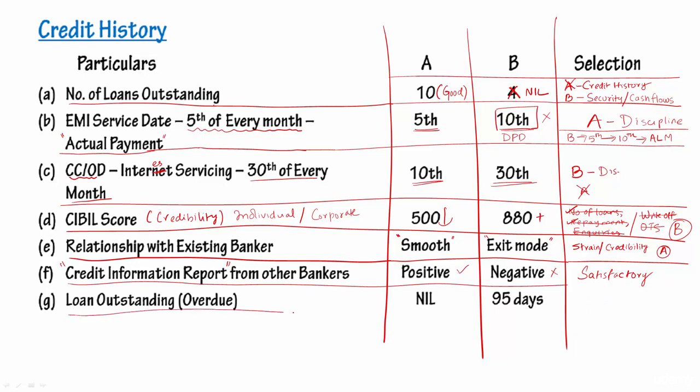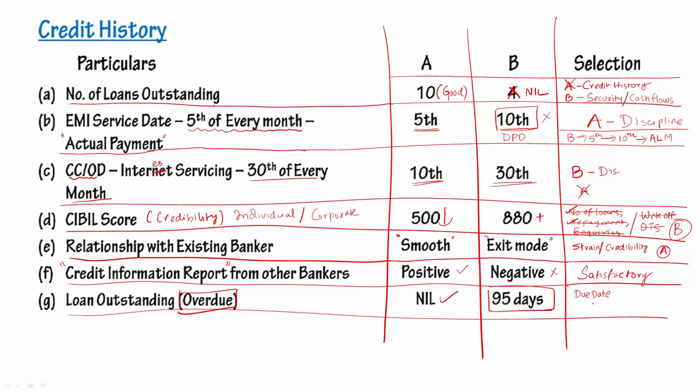And let us also look at the loans outstanding position. Mr. A has got a loan, but he has no overdue. There is nothing overdue, whereas Mr. B has a loan and that has an overdue of 95 days. What do I mean by overdue? That is payment not happening on the due date.